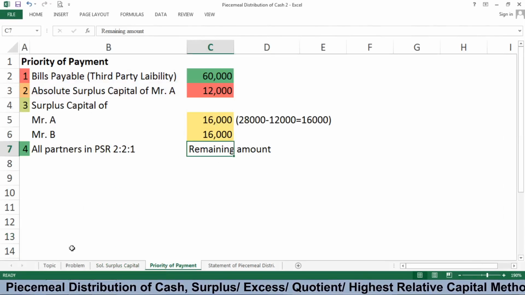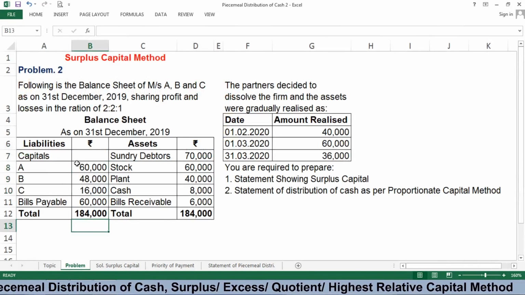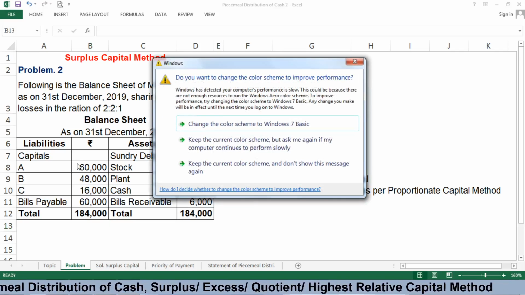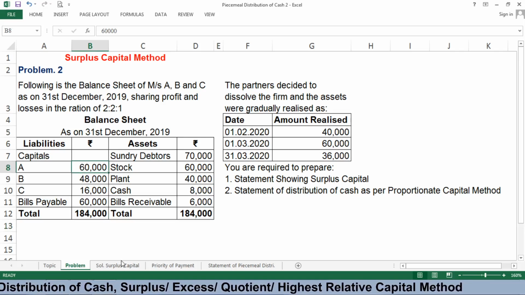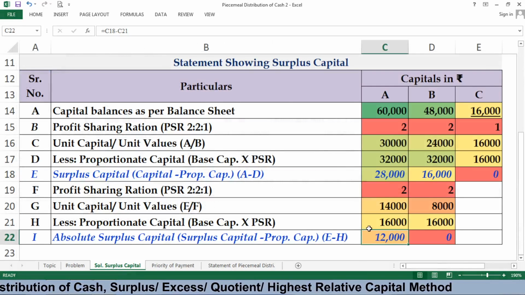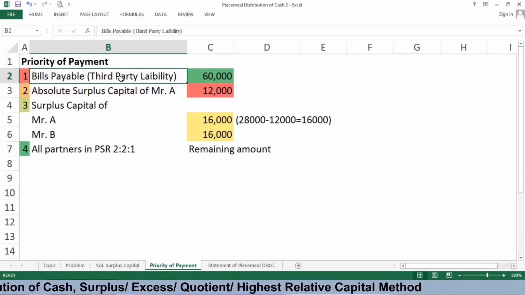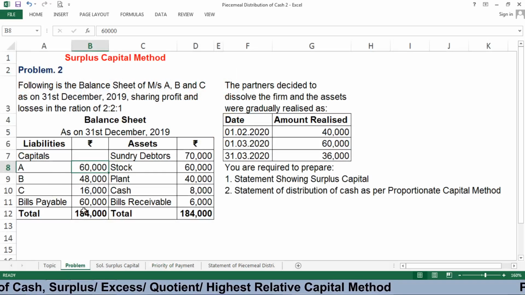In the priority of payment, we have to consider our problem, that is the example. In the third party liability, we have one liability, that is bills payable, which is 60,000. After the payment of bills payable, we will pay the partners in their surplus ratio. So let's check our priority of payment. First of all, we will have to pay the third party liability, that is 60,000, which is bills payable. In the problem it is given as bills payable 60,000.